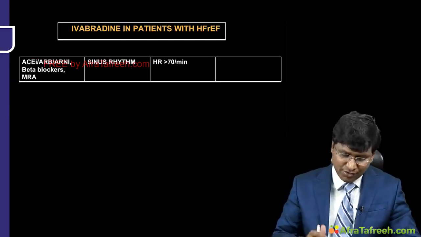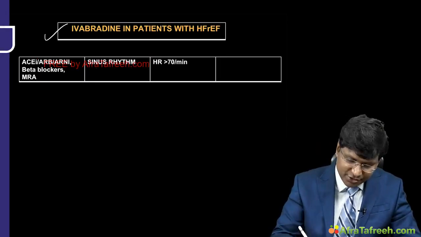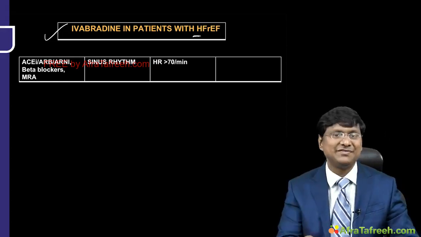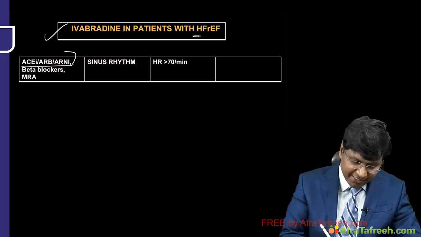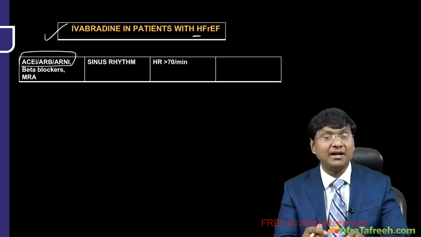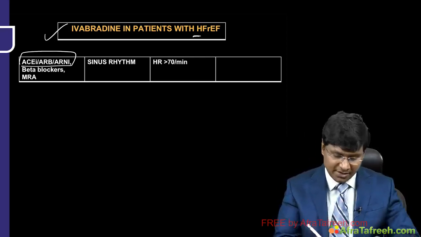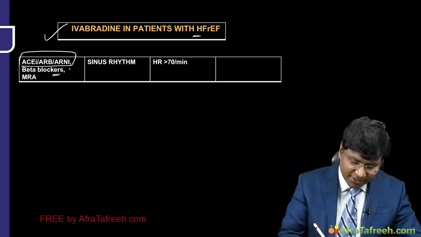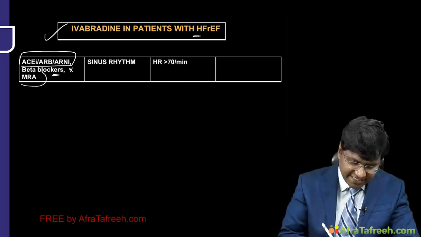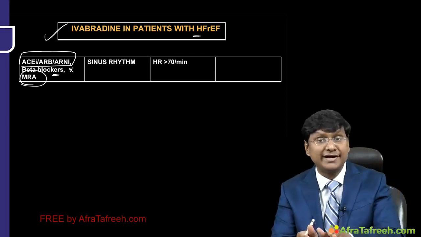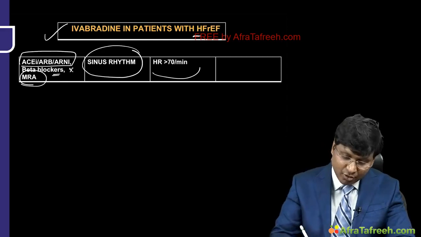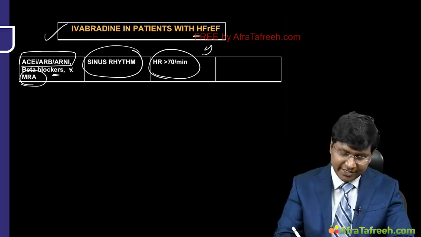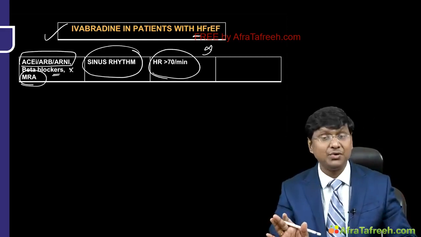Okay, right. So ivabradine in patients with heart failure with reduced ejection fraction, in those individuals who are taking the ACE inhibitors or ARBs or your ARNI, where the beta blockers cannot be given, and the patient is already on a mineralocorticoid receptor antagonist, the patient is in sinus rhythm, and heart rate is more than 70 beats per minute, you can give the ivabradine.